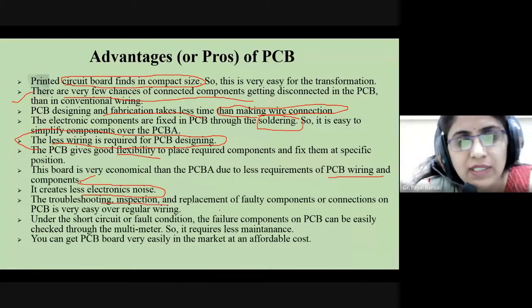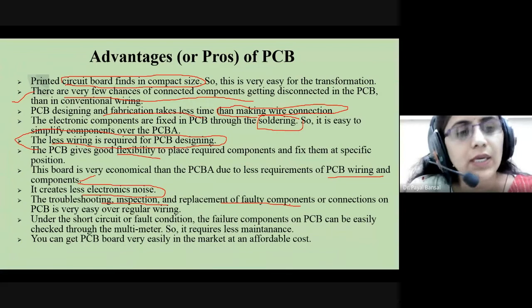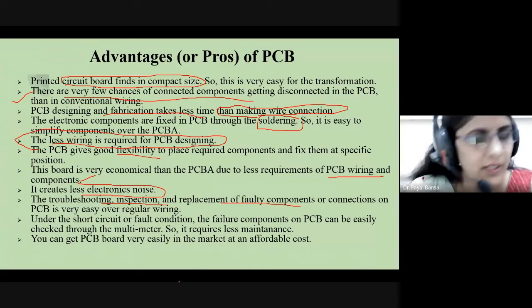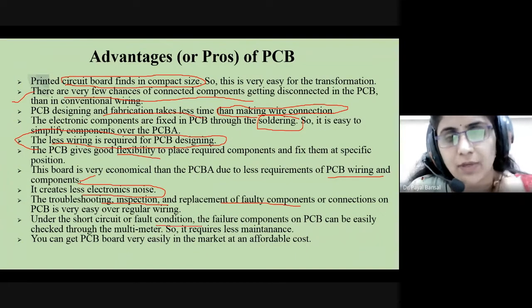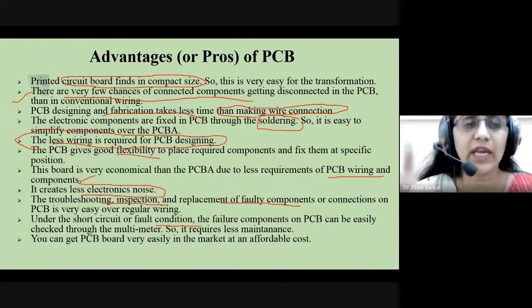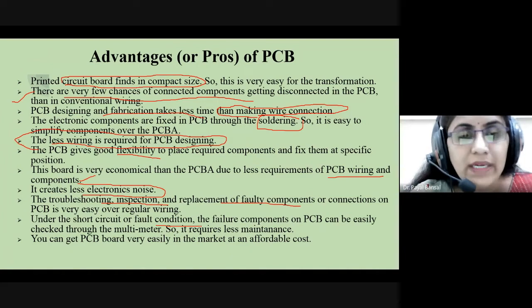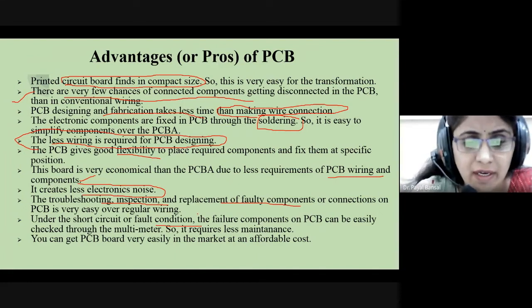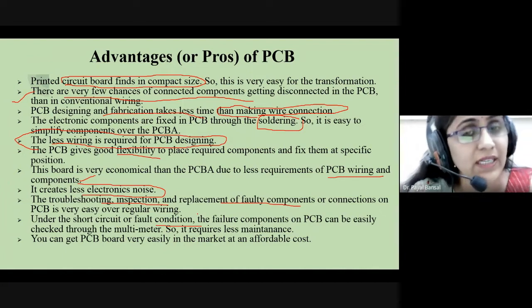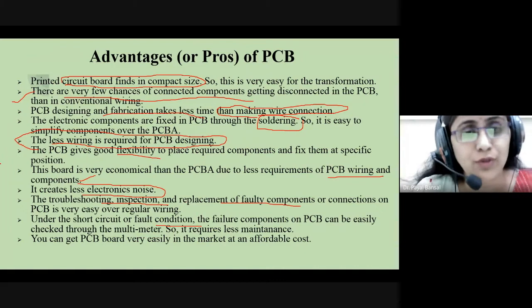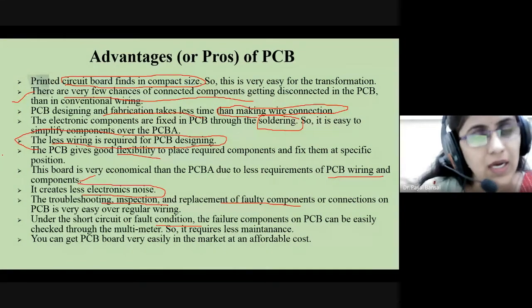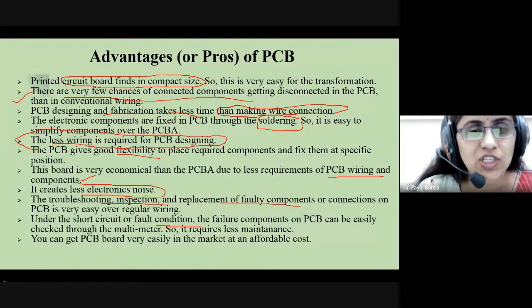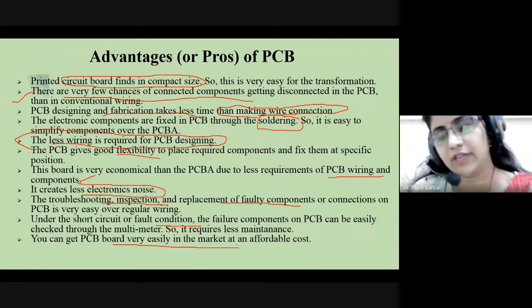Troubleshooting, inspection, and replacement of faulty components or connections on a PCB is very easy compared to regular wiring. We know that under short circuit fault conditions, the failure of a component on a PCB can be easily checked with the help of a multimeter. If I have the entire PCB with me, it is quite easy to check whether my component is working properly or not. Because in conventional wiring, we have to do detailed checking of the circuit, and because of the jumper wires it is quite tough to check each and every component at every step of the output. But in the case of a PCB, it is quite easy to manage the output. We can carry the PCB board very easily in the market at a very affordable cost.